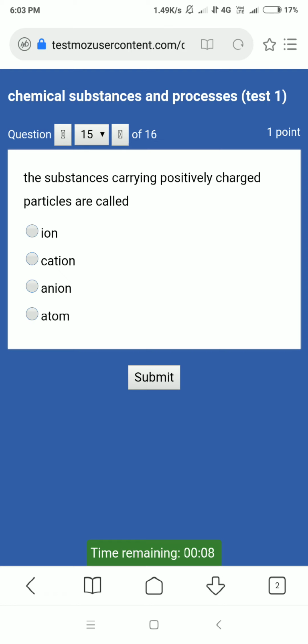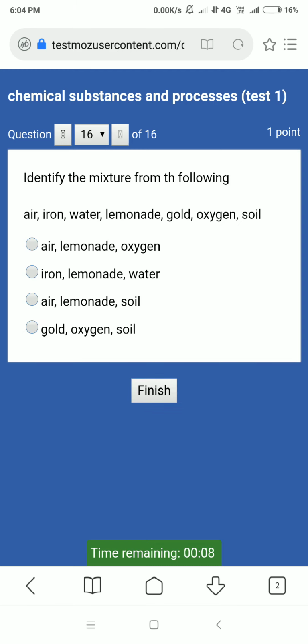Okay, and the last, no, it is not last, is the second last question. The substances carrying positively charged particles. I have already told you that there are two types of charges we have. The one is positive and another one is negative. The positively charged substances are known as cation and the negatively charged substances are known as anion, whereas any charged particle is known as ion. Okay, so cation carries positive charge. Here is the last question.